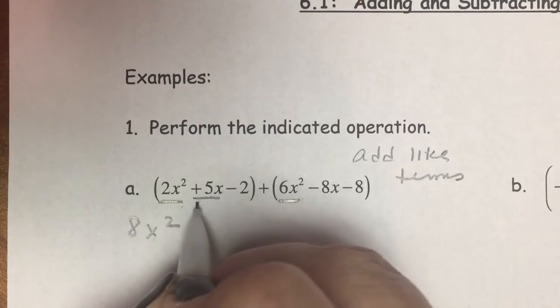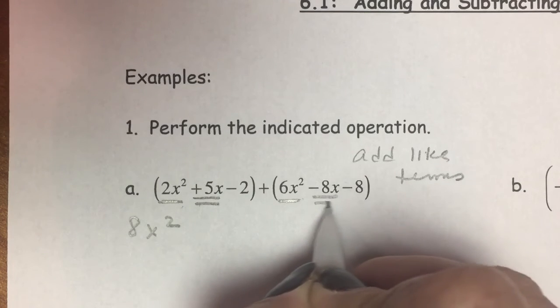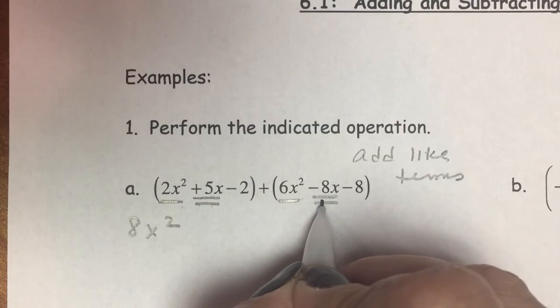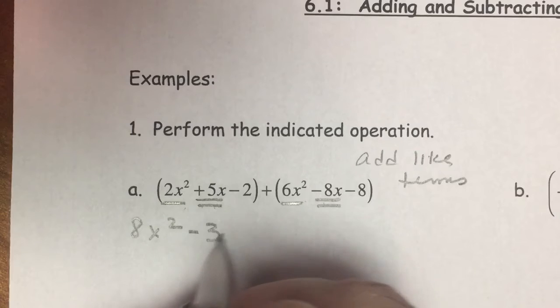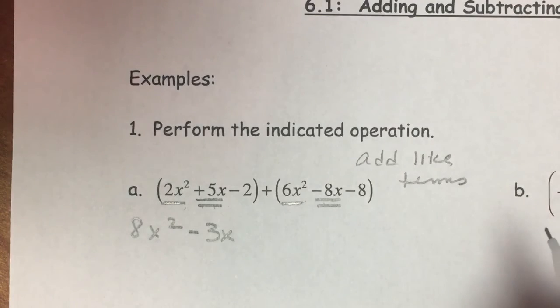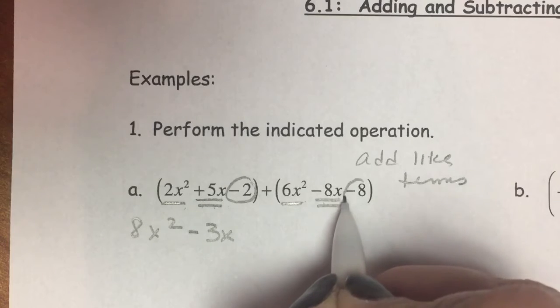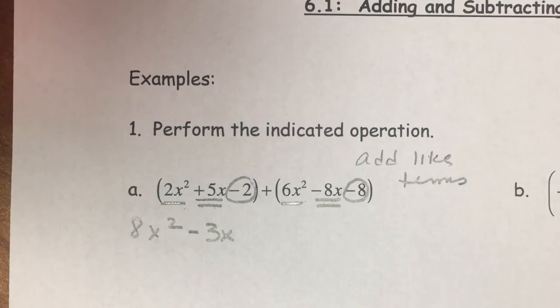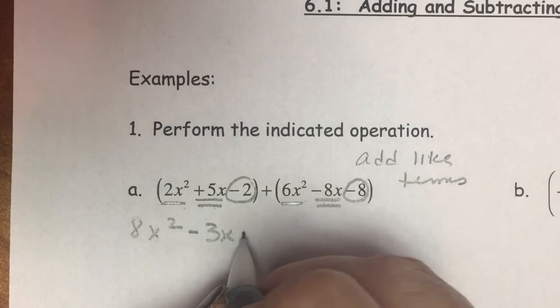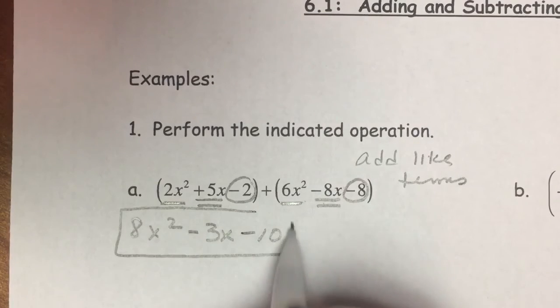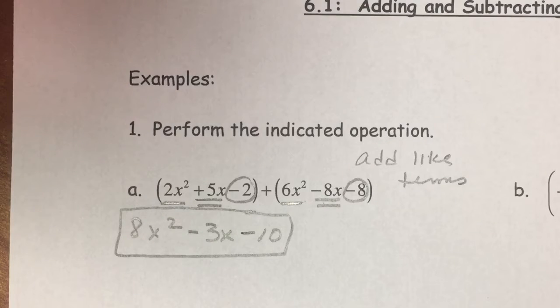Now we have positive 5x and negative 8x. If I add positive 5x and negative 8x, that's going to be negative 3x. And then finally, I have the negative 2 plus the negative 8. If I combine negative 2 plus negative 8, I'm going to get negative 10. And there is what you get when you add those two trinomials. So again, you're simply combining like terms.